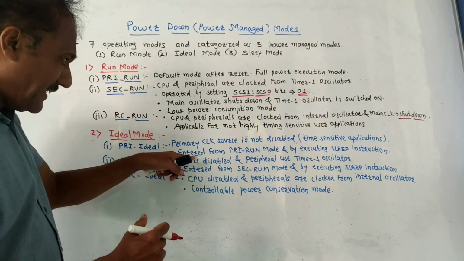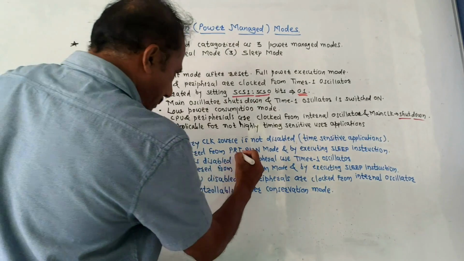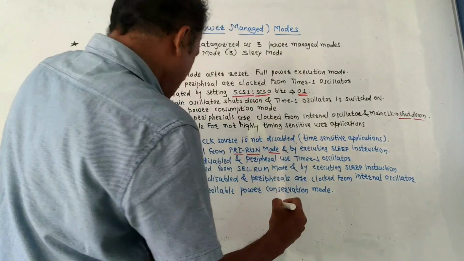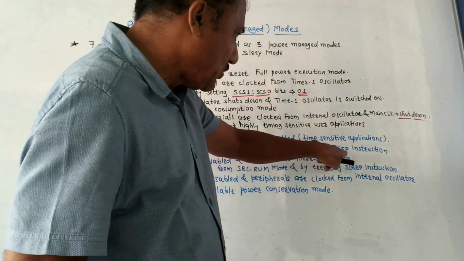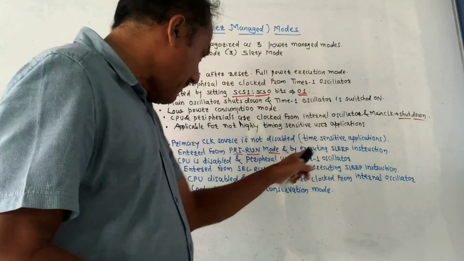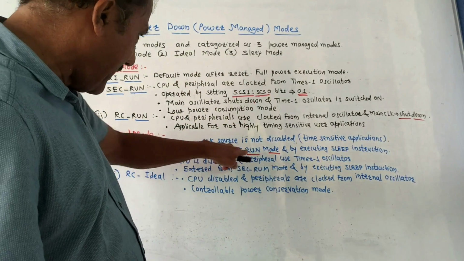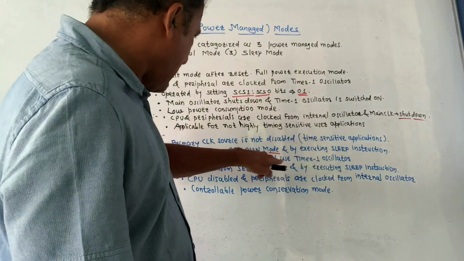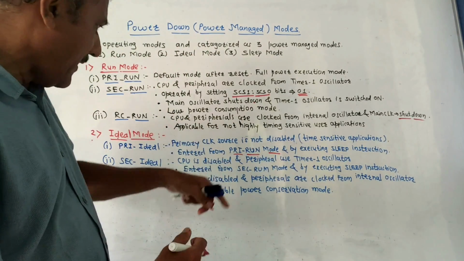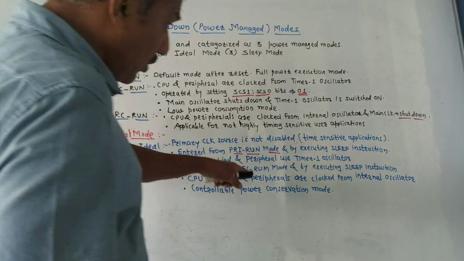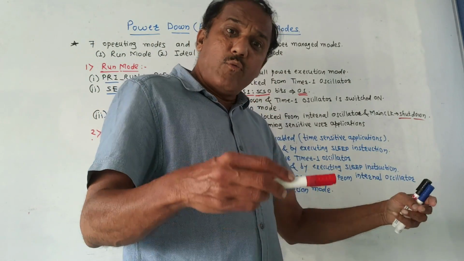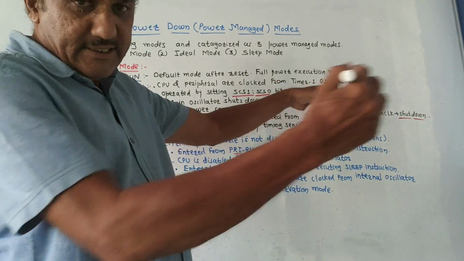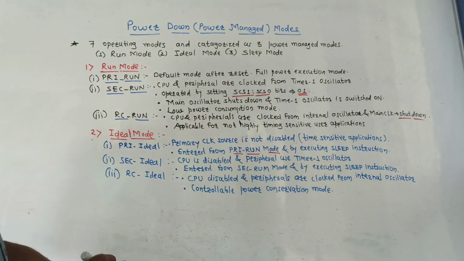Then it is entered from pre-run mode and by executing sleep instruction. Matlab ye enter kaise karna hai, to pre-run mode enter karne ke liye ye execute karte hai pre-run mode se, and then we have to execute the sleep instruction. Ye sleep instruction hum log detail mein learn karne wale hai.